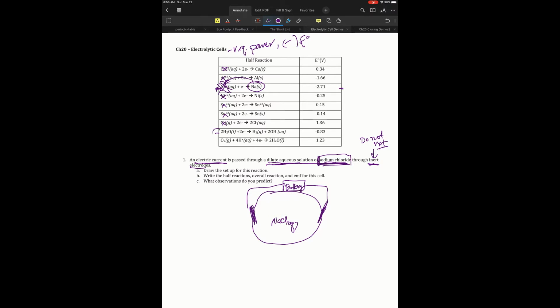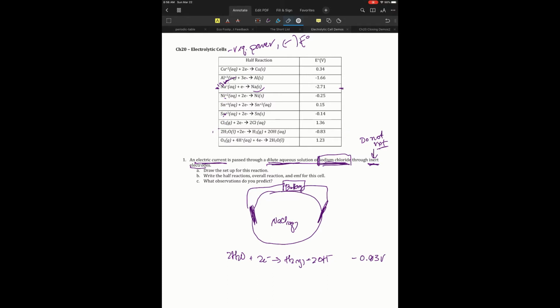Which leaves us with the most plausible option as being this for our reduction, yes? As in, most likely we are going to take 2 water plus 2 electrons, and that's going to give us some hydrogen gas and some 2 hydroxide ions, right? And this has an overall voltage of negative 0.83, right? And then let's go in the opposite direction, right?